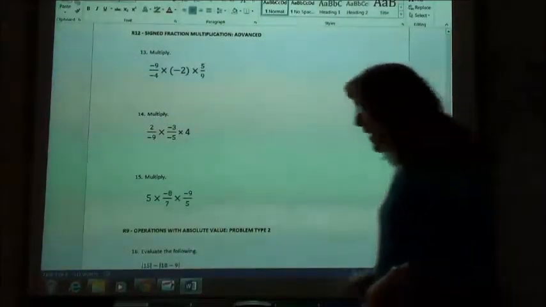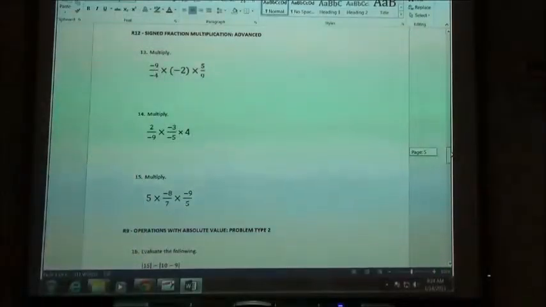Sign fraction multiplication. If you look at the LH program, they're going to leave all those negative signs in there. I think all the negative signs get confusing. So as a general rule, when you're multiplying, if you have an even number of negative signs, your answer is going to end up being positive because a negative times a negative is a positive.